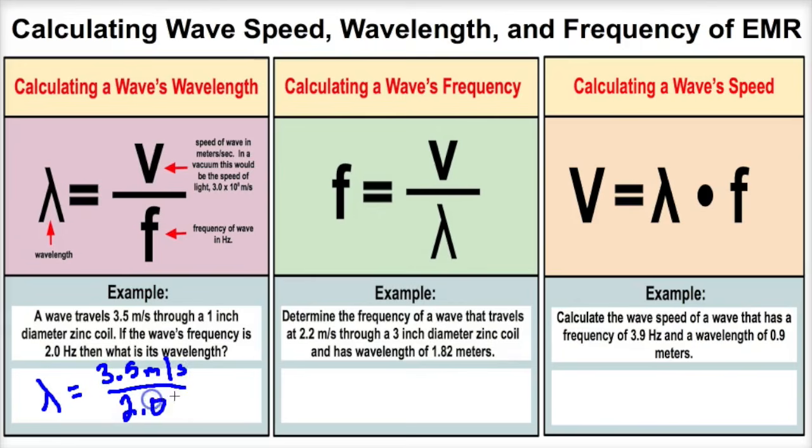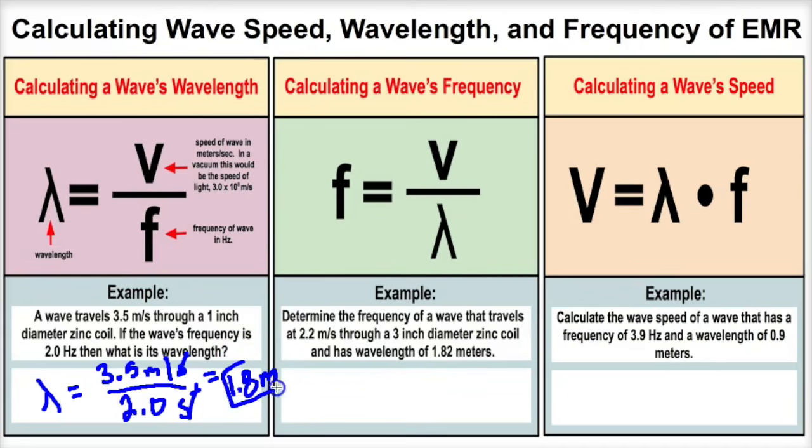Another way that we can write hertz is s to the power of -1. That will allow these to cancel, and when you take 3.5 and divide it by 2 and use the correct number of sig figs, you're going to get 1.8 meters.